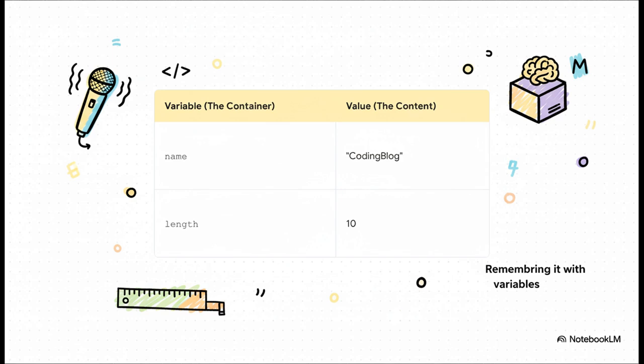This slide shows it perfectly. We've got a container, or a box, labeled name, and inside it, we've stored the text coding blog. And we have another container, labeled length, that's holding the number 10. By giving our data these simple labels, we can easily find it and use it whenever we want.